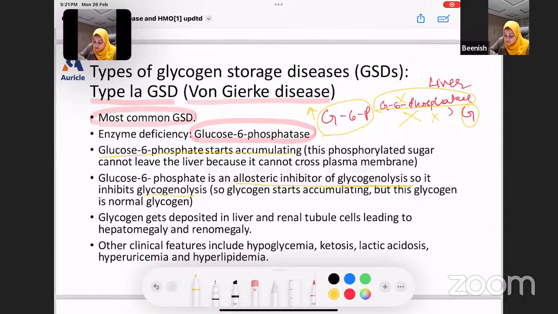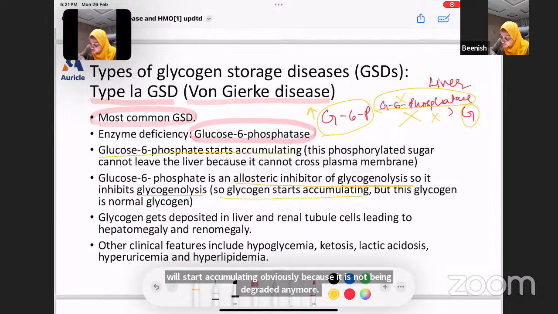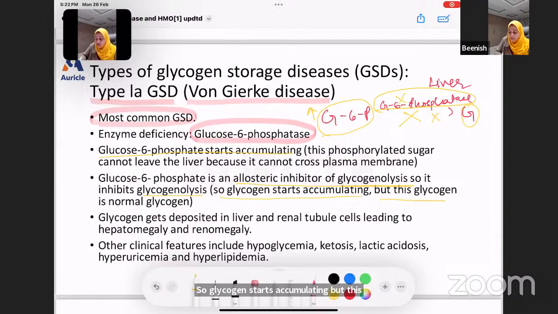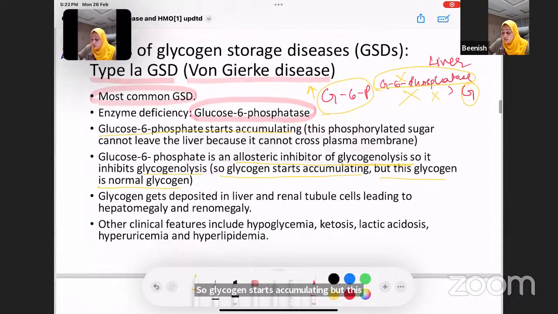So it inhibits glycogenolysis. Now your glycogenolysis is being inhibited, that is, your degradation of glycogen is being inhibited. So your glycogen will start accumulating, obviously, because it is not being degraded anymore. But this glycogen which is accumulating is not an abnormal glycogen, it is normal glycogen. Glycogen gets deposited in liver and renal tubule cells, leading to hepatomegaly and renomegaly.